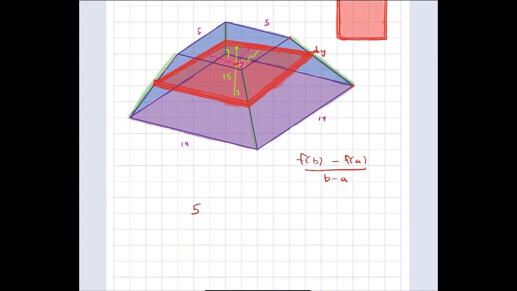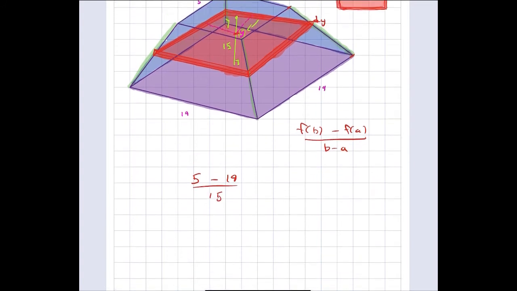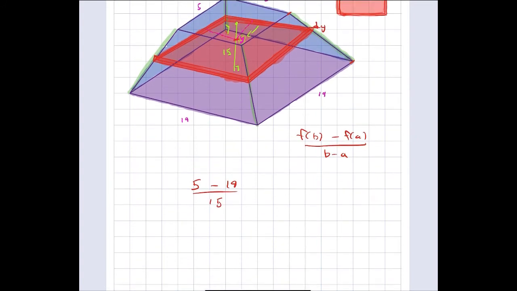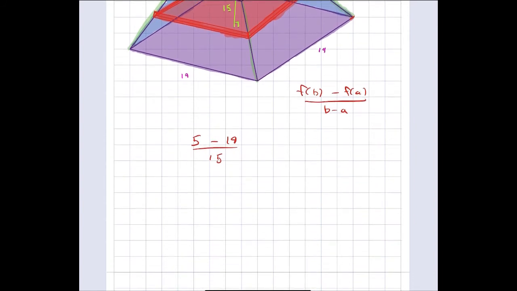F of b, at the end it was 5, and at the beginning it was 19. So we get 5 minus 19, and then divided by 15. That is the rate at which it's going up. Hold on, let me just compute this. This is negative 14 over 15. This is the rate of change here.